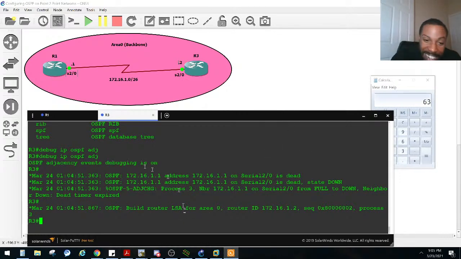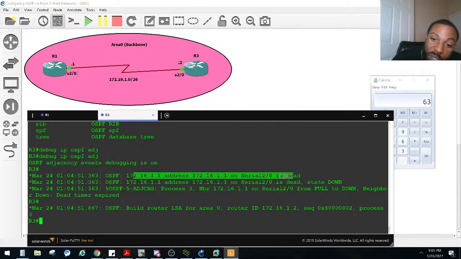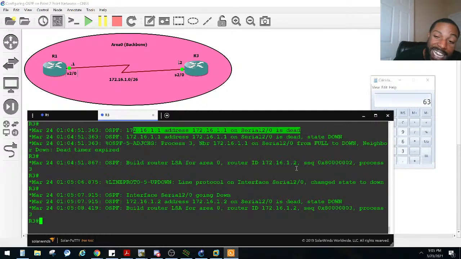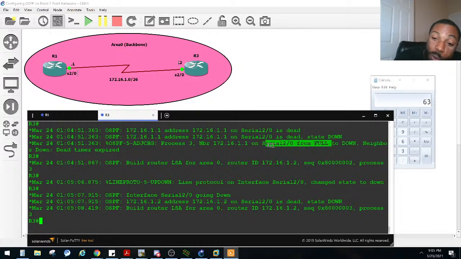Y'all notice this right here. 172.20.0.0 is dead. So now we consider that old guy down the block dead. I've got such a morbid sense of humor. That old guy down the block is pretty much dead now, right? And notice it says right here, 2/0 went from full to down.